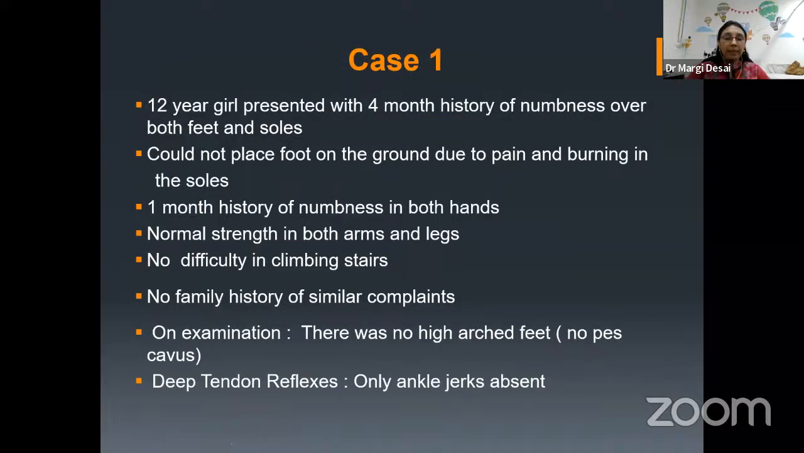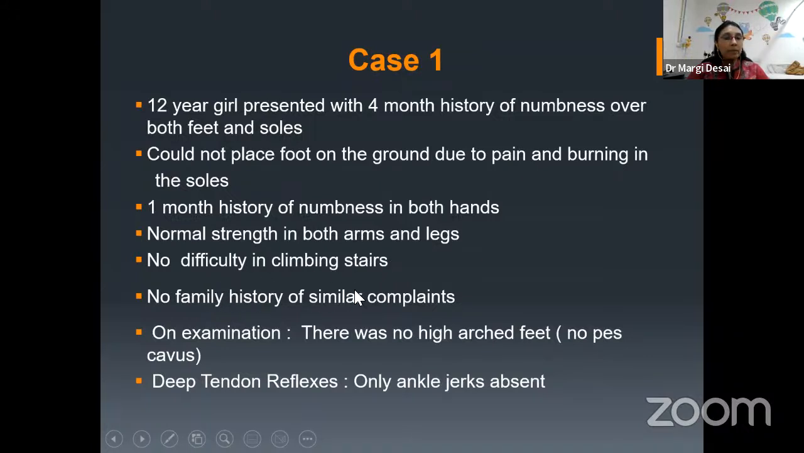So let's look at the application of sensory nerve conduction. This is a 12-year-old girl who presented with a 4-month history of numbness over her feet and soles. So it was a subacute story. She could not place her feet on the ground because of pain and severe burning in the soles. After the onset of complaint in the feet, she also had history of numbness in both hands since 1 month. There was normal strength in both arms and legs. She had no difficulty in climbing stairs. So that suggests that she didn't have any proximal muscle weakness.